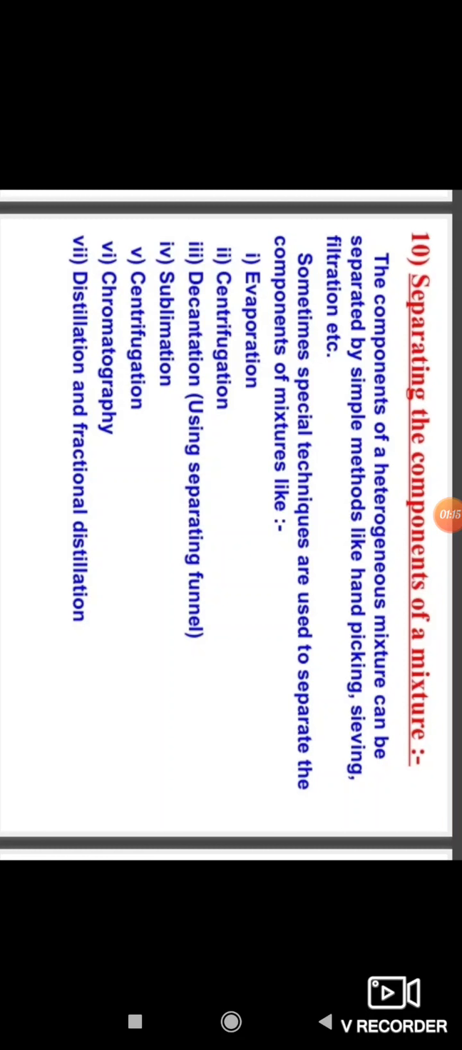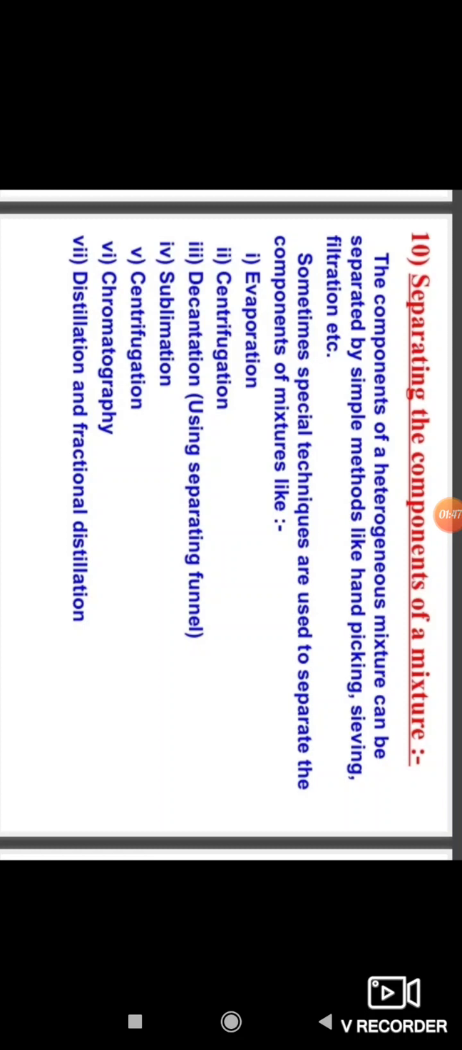Sometimes special techniques are used to separate the components of mixtures, like evaporation, centrifugation, decantation using a separating funnel, sublimation, chromatography, distillation and fractional distillation. So these are all the methods used to separate the components of a mixture. Let us see them one by one.